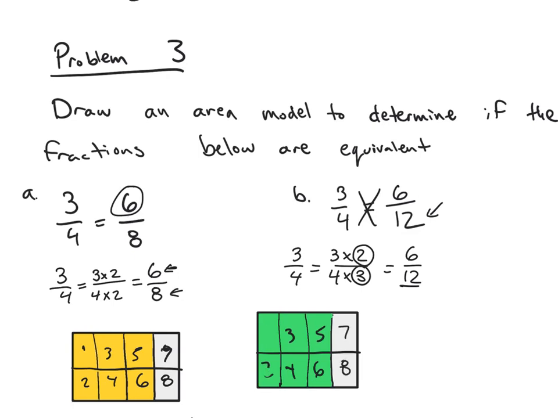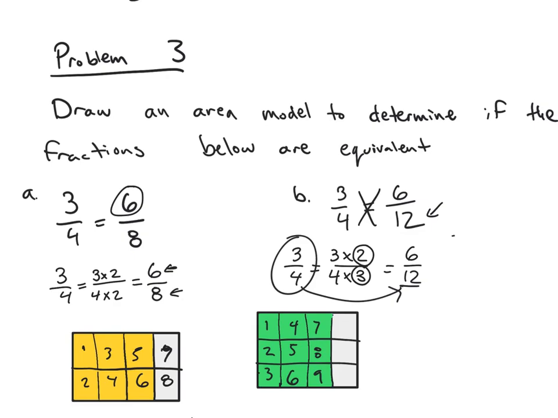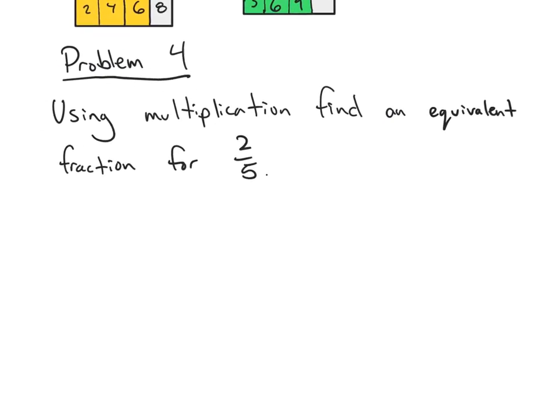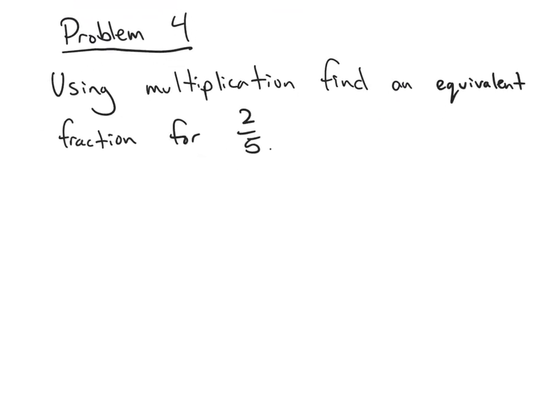But if we also made our 12 equal pieces, oops, I'm going to try that one more time here. If we made our 12 equal pieces, now we have 12, you can see that there's 9 pieces shaded in. So there's no way that we can show that 3/4 is equal to 6/12, so they are not equivalent. So the last problem we're looking at here, this one's going to be using exclusively the multiplication method that we've been looking at today.